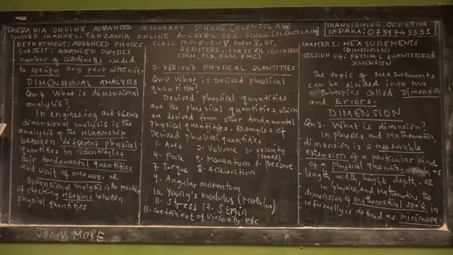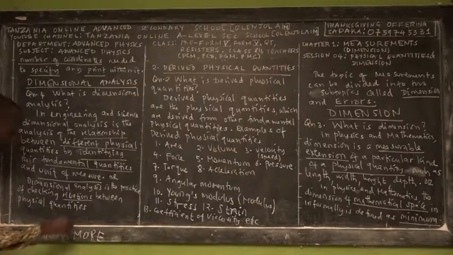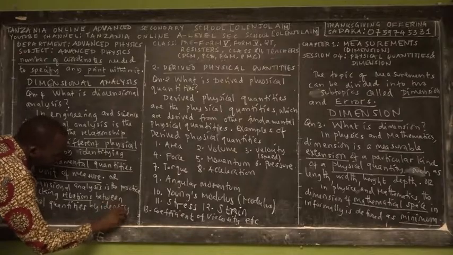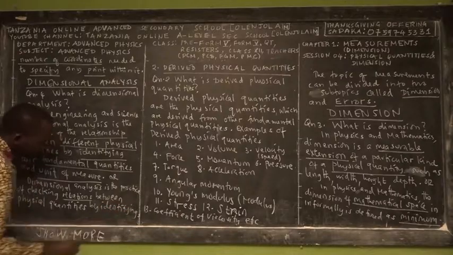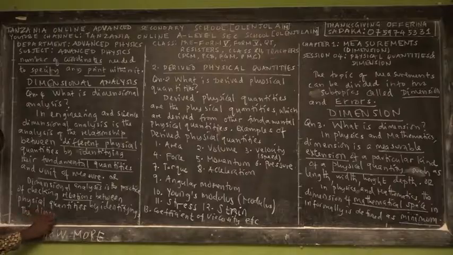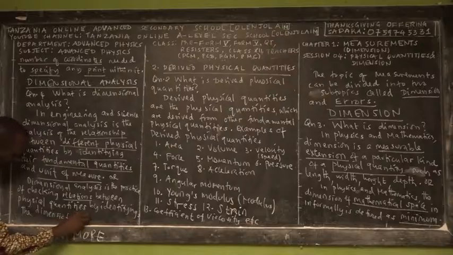by identifying the dimension of the physical quantity. So it's a practice of checking relations between physical quantities by identifying the dimension of physical quantity.